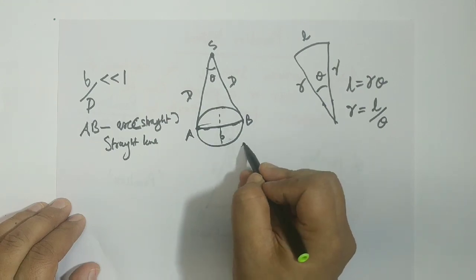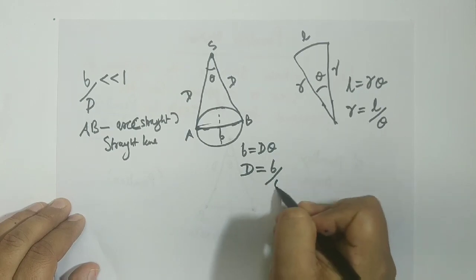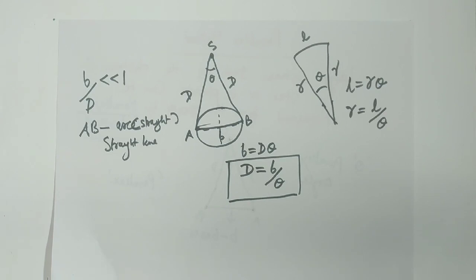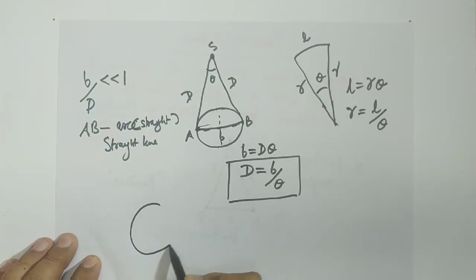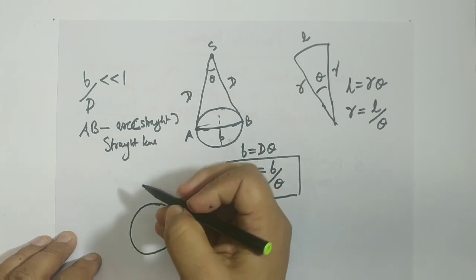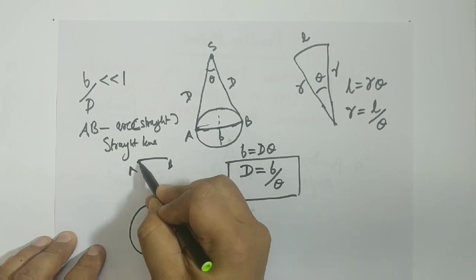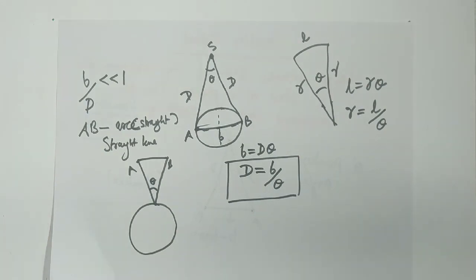Again here, if I say what is B, you will say D theta. Then can you find out D? Yes, it is B by theta. So this way we can find out the distances through the parallax method. Here this B is acting in the same way. We can see it like this also, you can find out the different positions, and it can be in this way also. So we can find out far distances through this method.